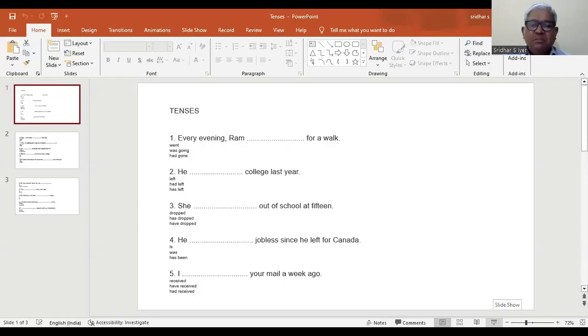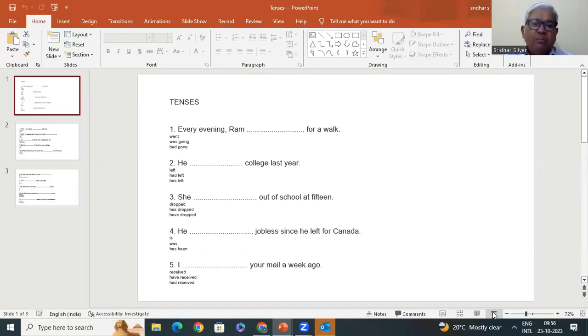What do we have here? These are a few sentences with simple past tense and past perfect tenses.